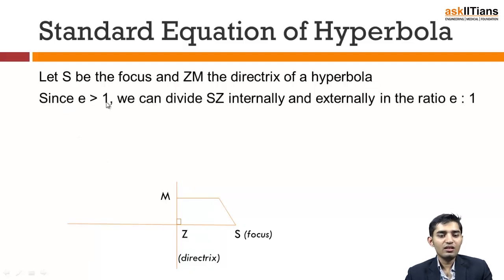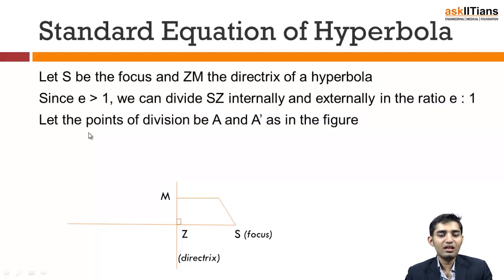Now since e is greater than 1, we can divide SZ internally and externally in the ratio e is to 1, because PS by PM is e is to 1. Now let me say that the points of division are A and A dash. So this is point A and this is point A dash.